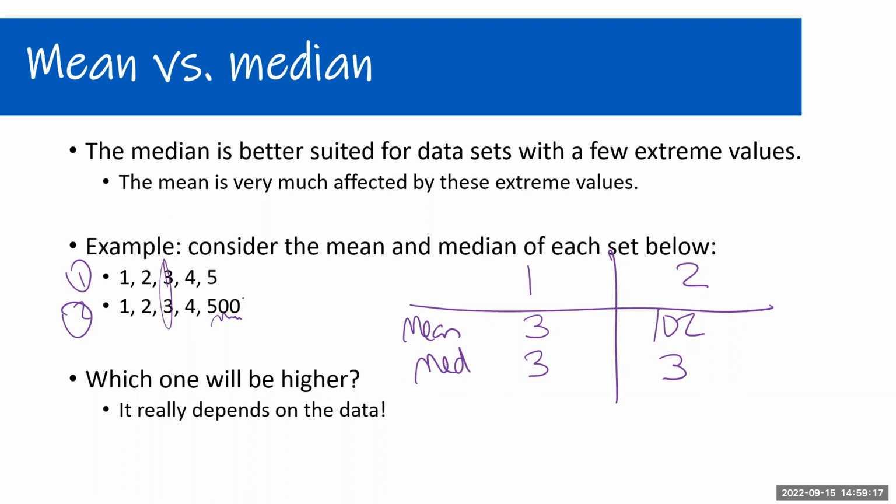Which one will be higher? Sometimes the mean is bigger than the median. Most commonly, that's going to happen when we have something called skew. Again, I'll save that for 120 if you'd like to take that. But those outliers or those extreme values are going to pull the mean towards it. So it depends which side your extreme is on as to which one will be bigger. You can always calculate both of them and see.